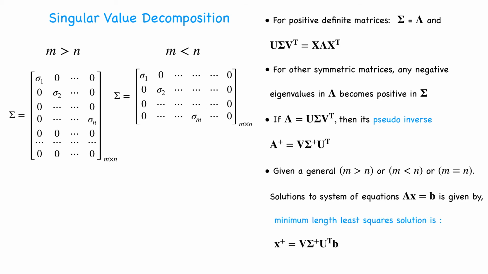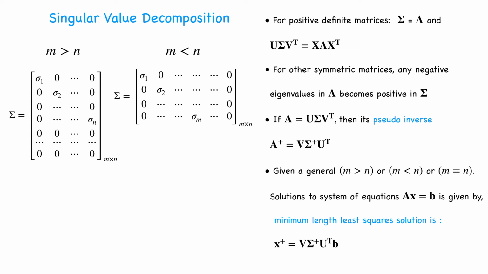Solutions to the system of equations Ax equal to b can be computed using singular value decomposition, and it is called the minimum length least squares solution. That solution can be computed by V sigma plus U transpose b. So we are using the pseudo inverse and multiplying with b to obtain the solution x plus.